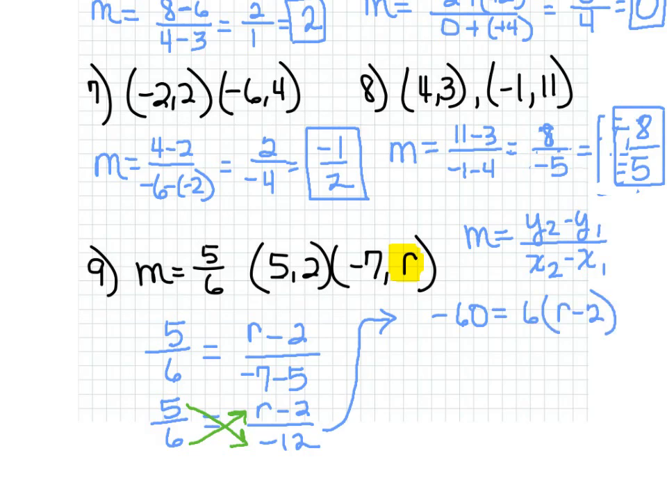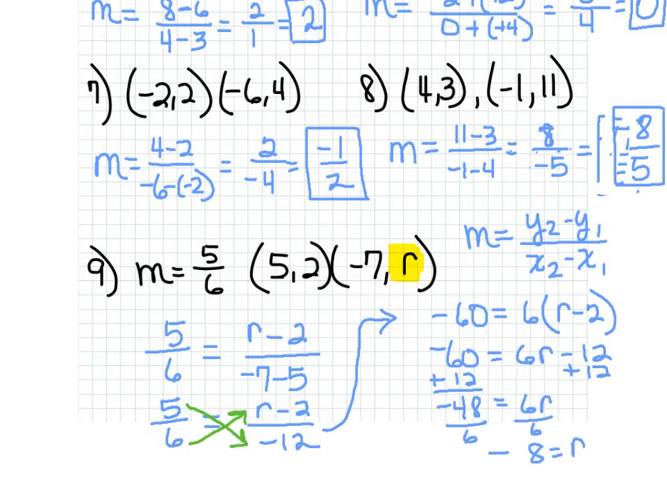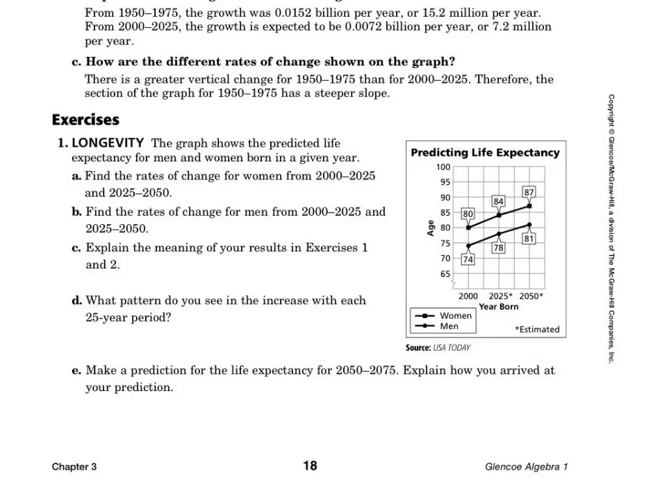All right, so to solve, I first have to distribute. So negative 60 equals 6r minus 12. We'll add 12 on both sides. Negative 48 equals 6r. We'll divide by 6 on both sides, so negative 8 equals r. Okay?